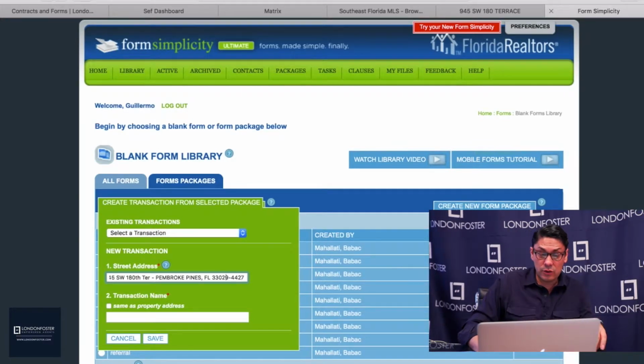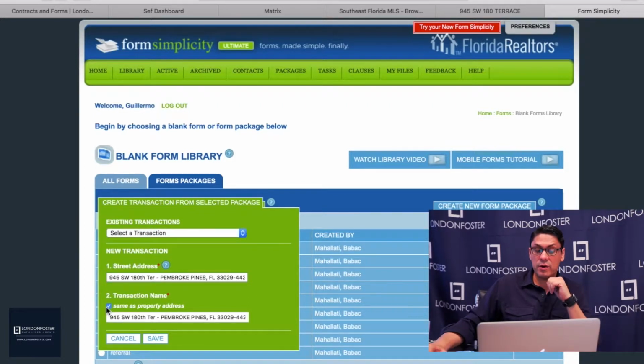What I like to do, and this is just me, is that then I will check this box right here where it says Save as Property Address. I like to keep it to the name of the property address just in case the owners do change. Therefore, I still have the listing on the property. And I'm going to save this.